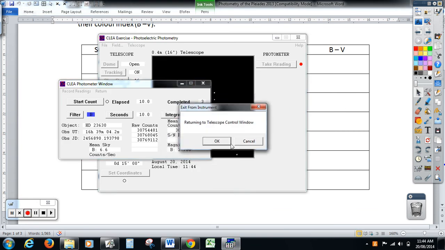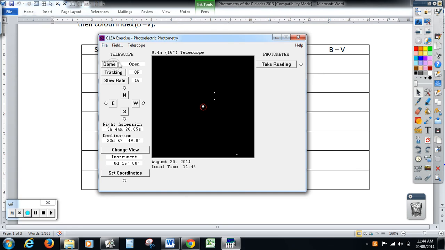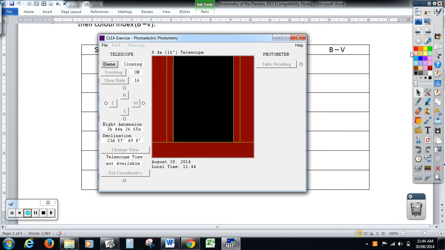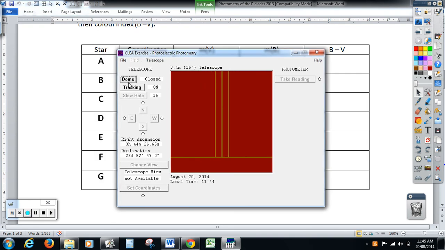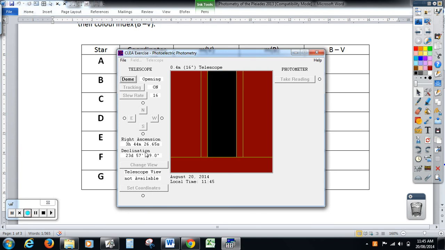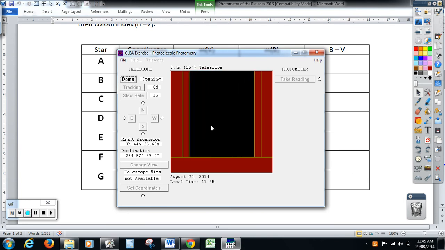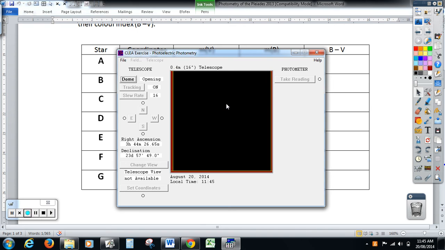Now here's the program that we're going to use. It's a simulation of a telescope, and I've just closed the dome so we can see it opening. And when it opens, we'll see the Pleiades cluster over here.